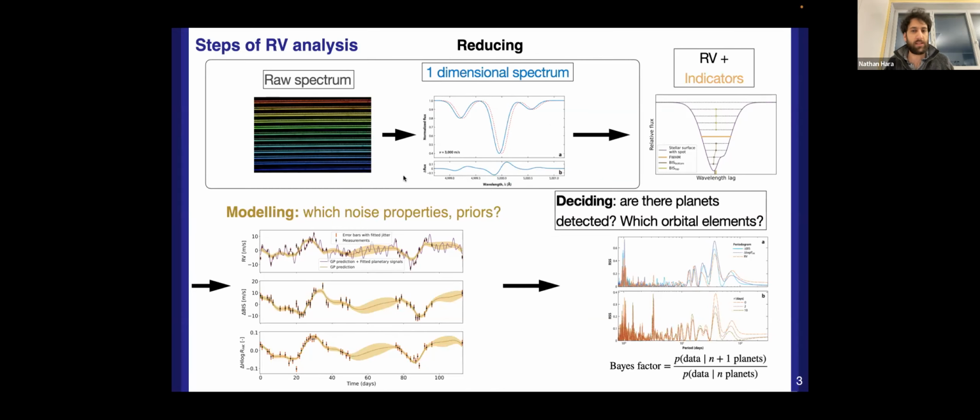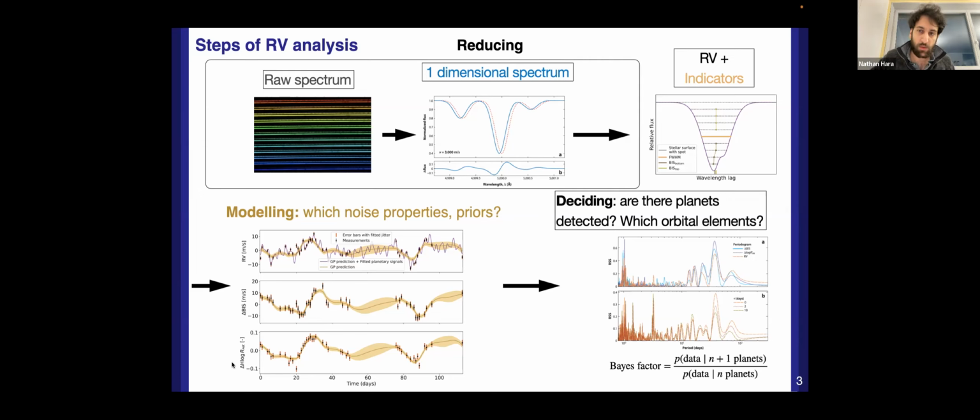So there are different steps in RV analysis. You start from the raw spectrum, then you can get to the one-dimensional spectrum. And from the one-dimensional spectrum, you try to extract activity indicators, for example the full width half maximum and the bisector span. Then you have a few time series: your time series of RV, of bisector, and of log R prime HK.